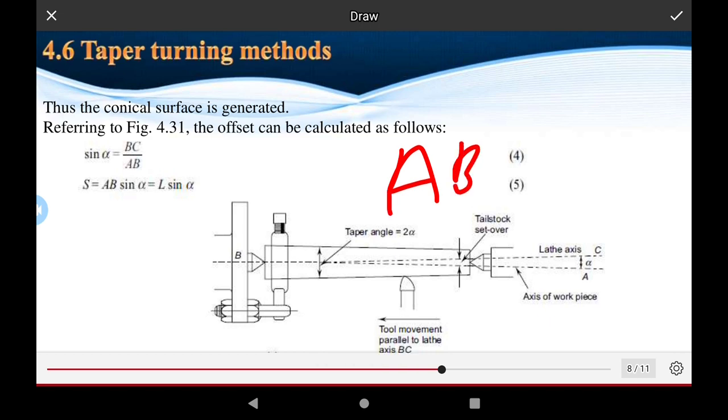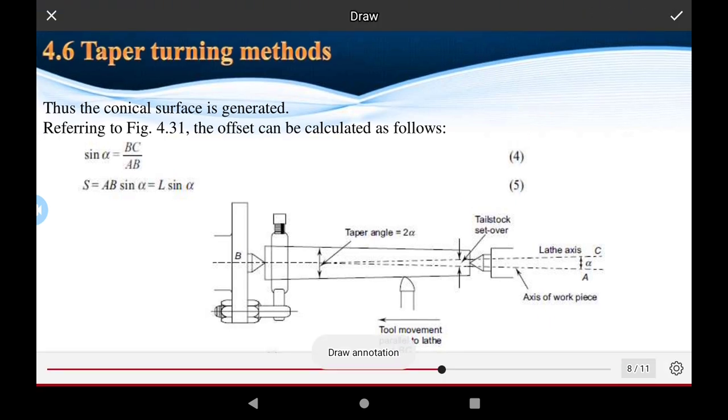AB equal to L. Okay, the L value is put here, and this is AB. No, BC, sorry, BC equal to S. S is also considered for the parameters. And so AB, the multiplication of AB sine alpha.